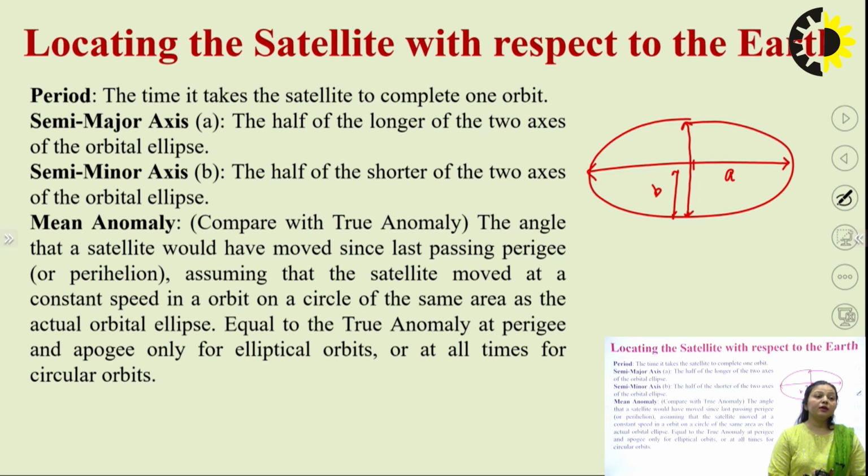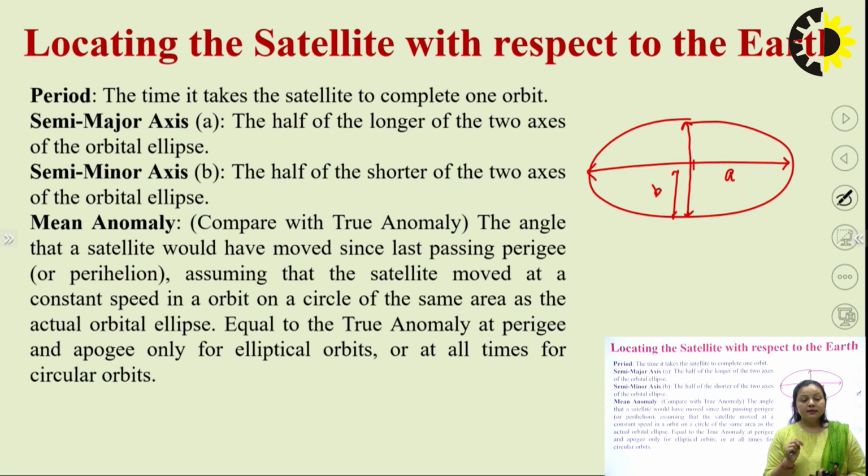Now, the mean anomaly. What is this mean anomaly? It is the angle that a satellite would have moved since last passing the perigee or perihelion point, assuming that the satellite moved at a constant speed in an orbit on a circle of the same area. See, if the orbit is a circle, the speed of the satellite will be constant. But if the orbit is an ellipse, the speed will vary. It will be high at the perigee point and relatively slow at apogee.